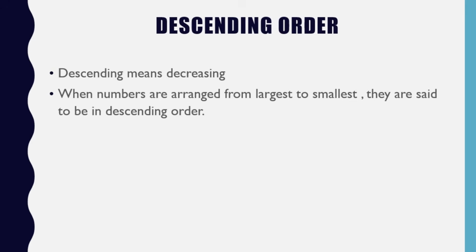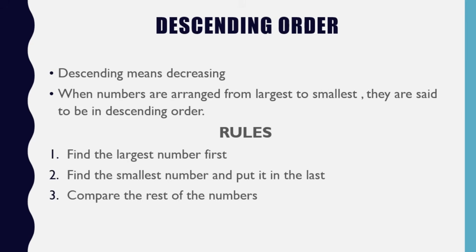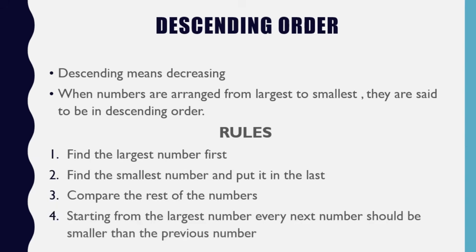Let's have descending order now. Descending means decreasing. When numbers are arranged from the largest to the smallest, they are said to be in a descending order. The rules are the same as for the ascending order. The only rule that is different is that we start from the largest number. Every next number should be smaller than the previous number.